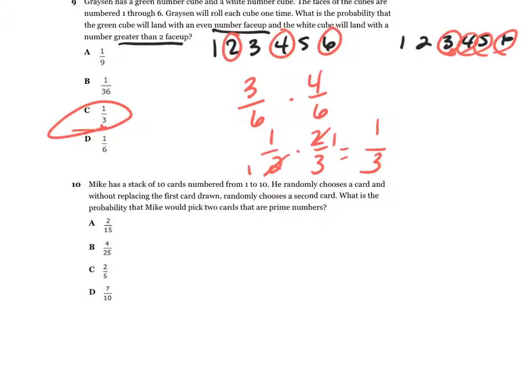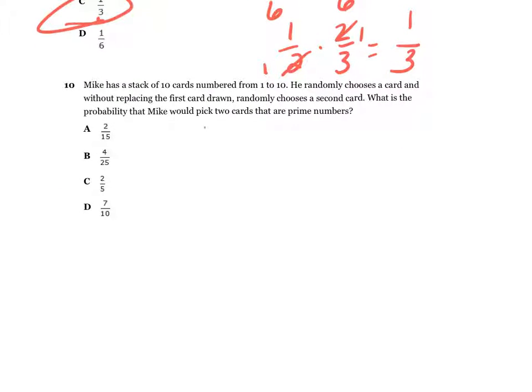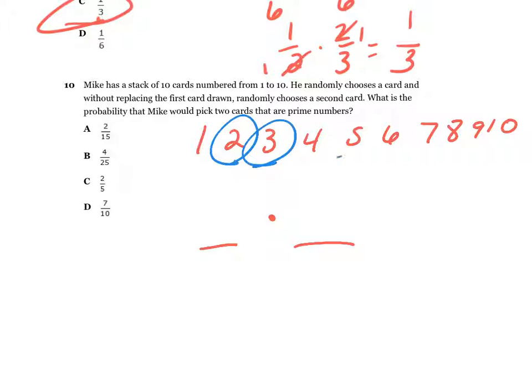Number 10, Mike has a stack of 10 cards numbered 1 through 10. He randomly chooses a card without replacing it. What is the probability that Mike would pick 2 cards that are prime? So 2 cards that are prime, the probability in the first one, prime is going to be this one, this one, this one, and this one. So 4 out of 10. And then we took 1 out, so we have 3 left, and we have 9 total cards.